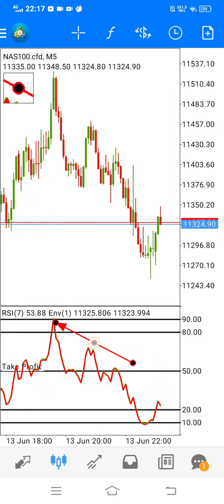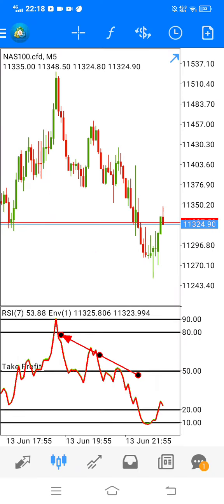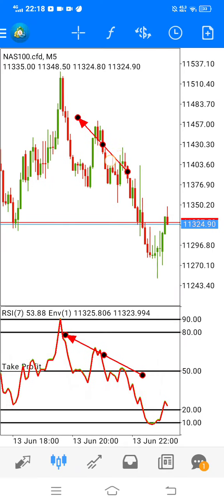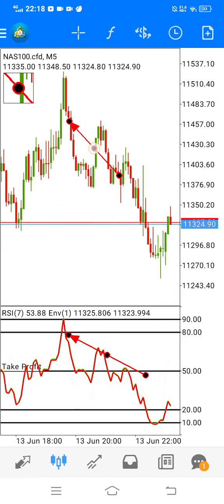Okay, so with this strategy, when the red line reaches level 90, you don't enter. You only enter once it makes a curve and it comes below level 80. So it will be a small curve, sometimes there won't be a curve, but once it crosses below level 80, you take the trade. So you would have entered the trade over here. You would have entered the trade somewhere over here.